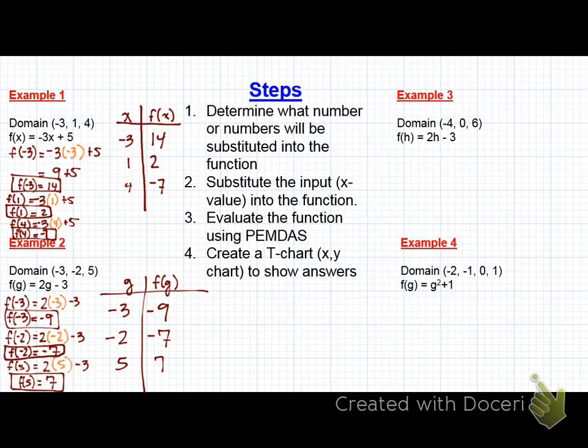These could be ordered pairs. One day we're going to graph them, okay? We're going to graph these. Couldn't I graph negative 3, 14, 1, 2, and 4, negative 7? Yes? Yeah, we could do that. So we're building up to graphs really soon. Super exciting, okay? Questions on numbers 1 or 2?